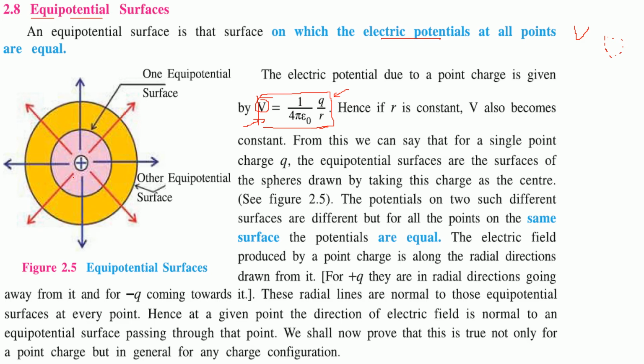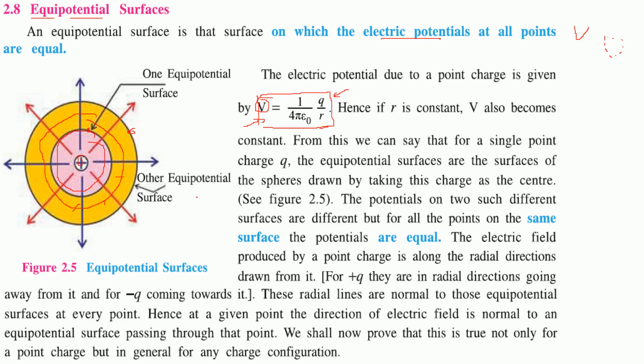If you see this figure, this is the center, and if you take a circle, all the points on the circle are equipotential. This is one equipotential surface, this is another equipotential surface. Let me draw another surface which is an equipotential surface. The potentials on these different surfaces are different, but for all the points on the same surface, say here, here, and here, the potential will be equal.